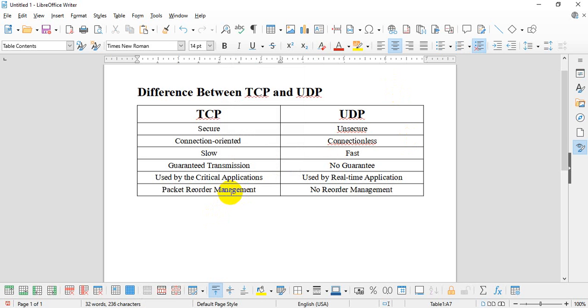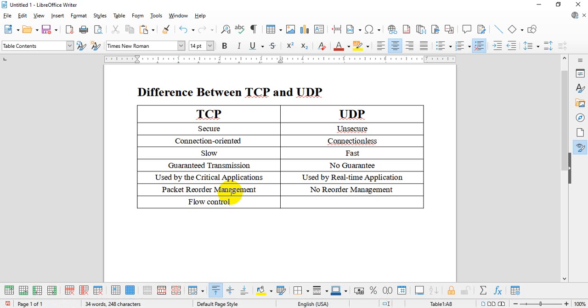Okay. And the next difference is that in TCP we have flow control. What does flow control mean? Flow control means the amount of data that is sent by the sender will match the capacity of the receiver to receive it.